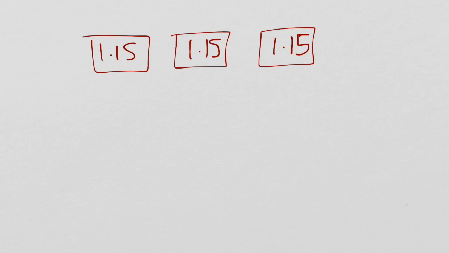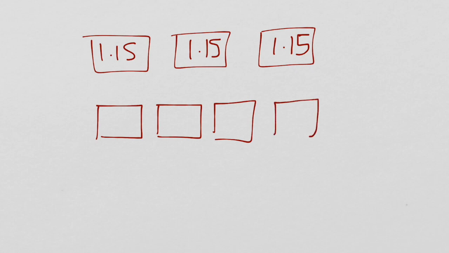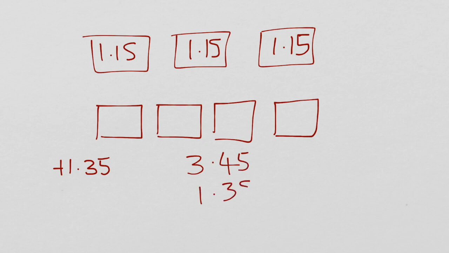Okay, so the question stated, if a fourth person came to the group who was 1.35 meters tall, then there would be a whole new average for everybody in the group. So what we need to do is work out the total height of the group now. Add all those people together to get the total, and that is 3.45 plus 1.35 equals 4.80.